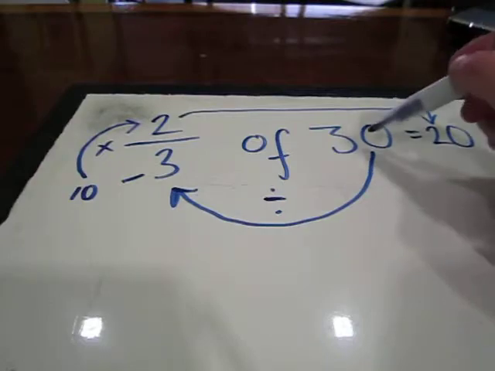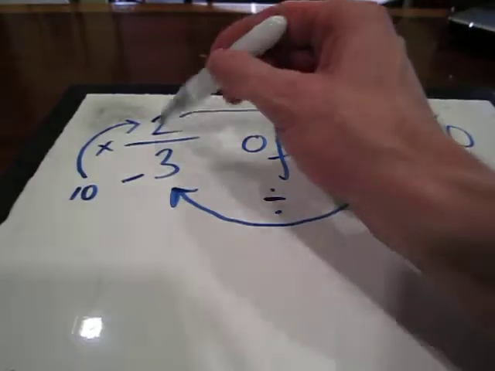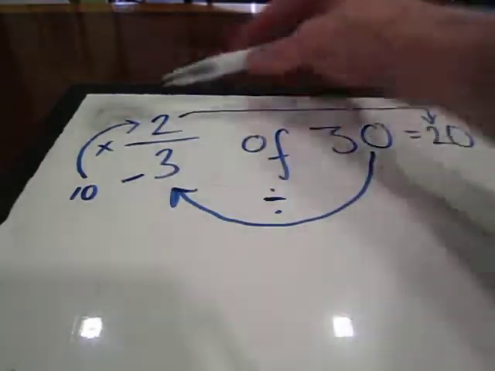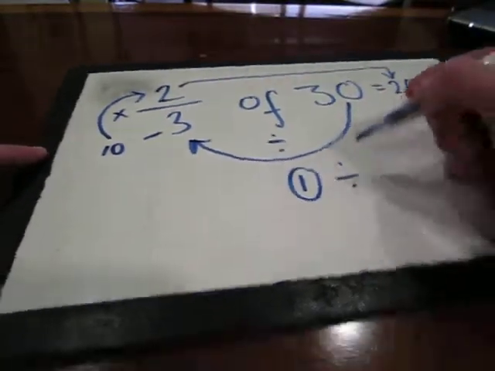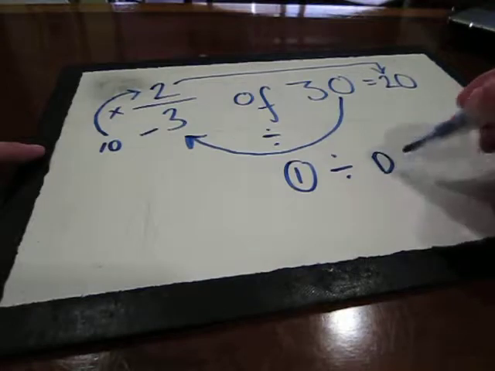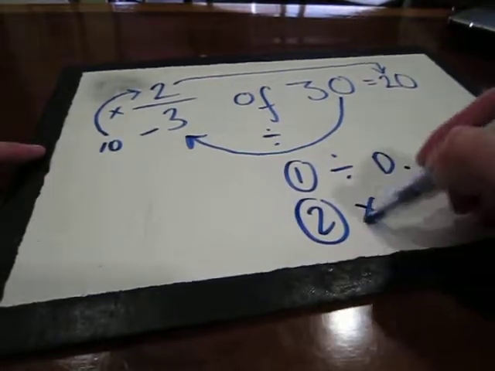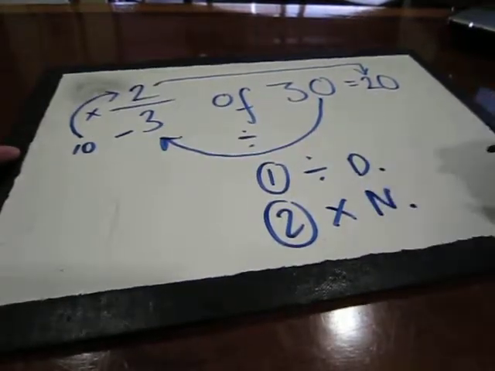And it doesn't matter how big this number gets or how much these numbers change, the fraction cycle is exactly the same. Step 1, divide by the denominator. Step 2, multiply by the numerator. Never changes.